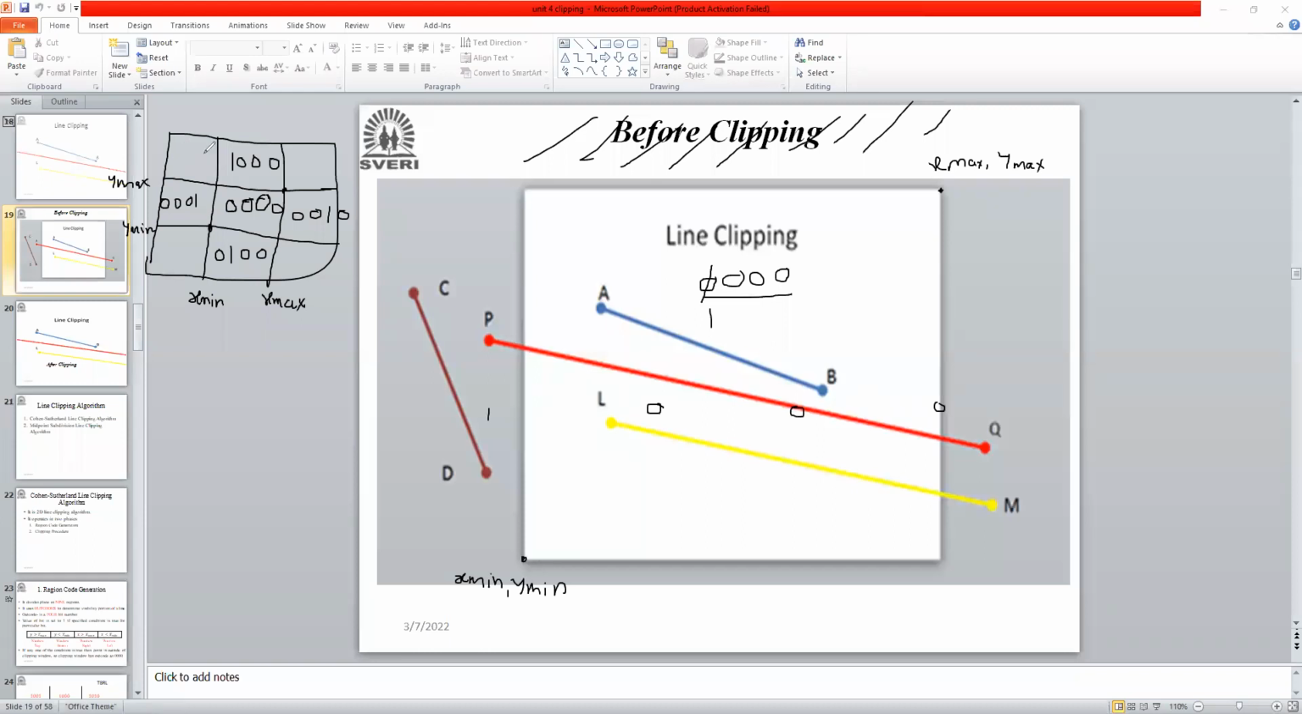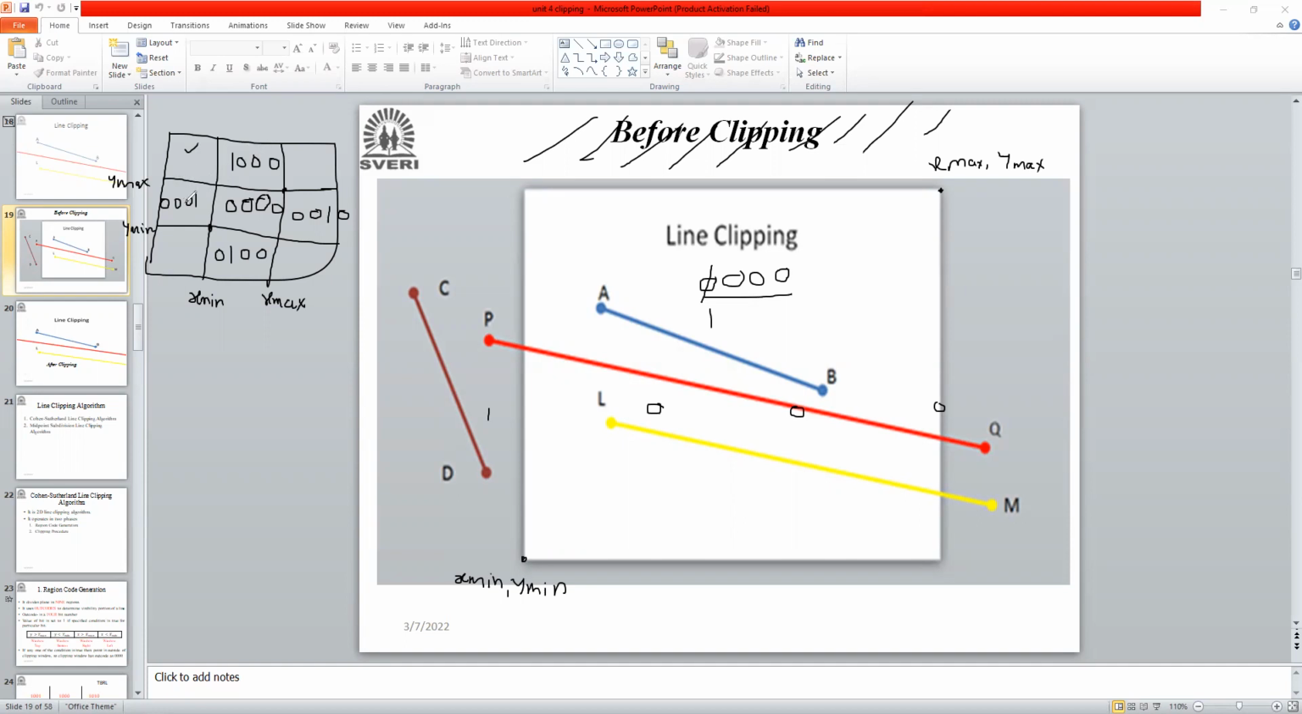Now what about this region? What is the relationship of this region with the clipping window? Which side of the clipping window is this? So this corner is at the top of it as well as on the left of it. This portion is present above the clipping window, and as well as this portion is on the left of the clipping window.